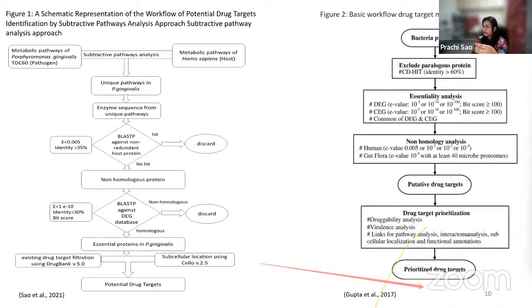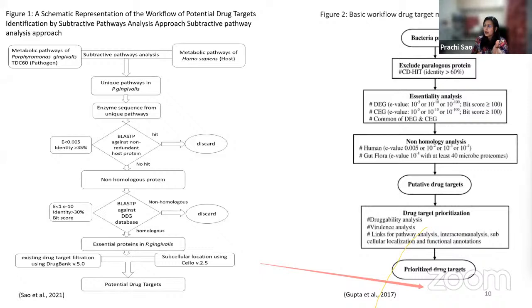So we will filter our genes based on their use inside the body also. Suppose we don't want to disturb any of the gut bacteria, so we can do a homology search, and whichever sequences are similar to the gut bacteria, we will eliminate most of them, so that will make our target more specific to the pathogen we are looking for.